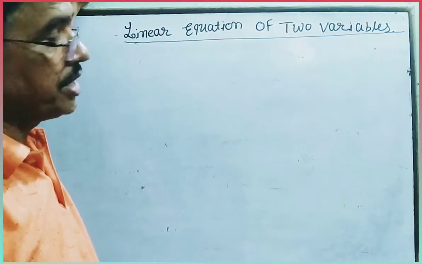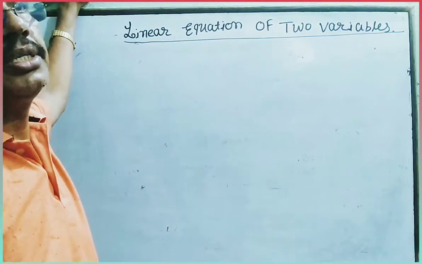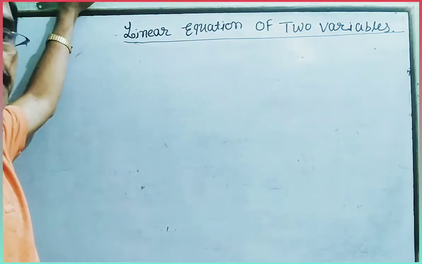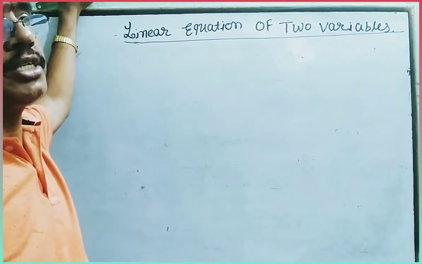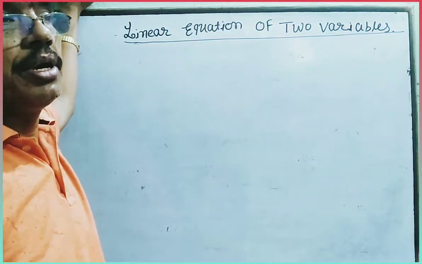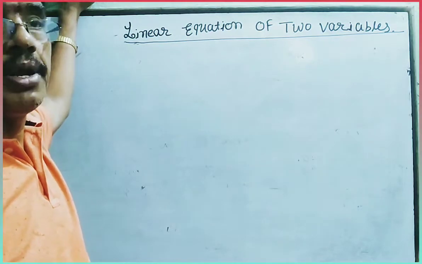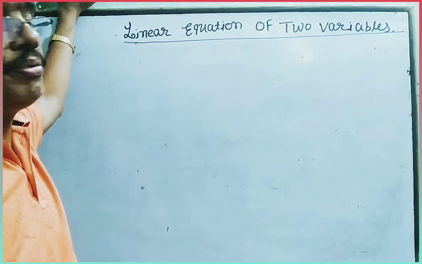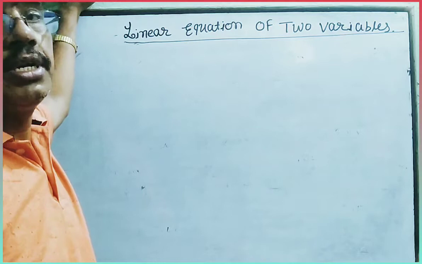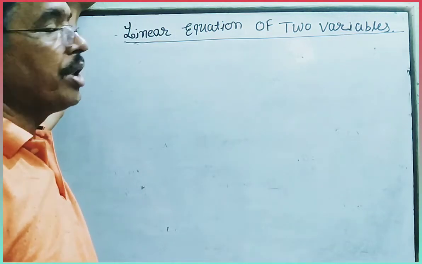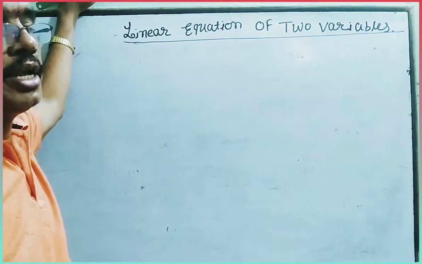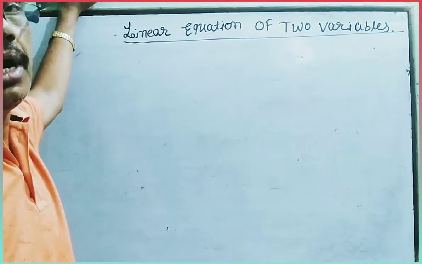Today I discuss only the graphical method. This is the first part of your linear equations. After two or three days I will start simultaneous equations of two variables by the methods of elimination and substitution. So the next two or three days are only the graphical method, and then in the next video I solve the other methods.